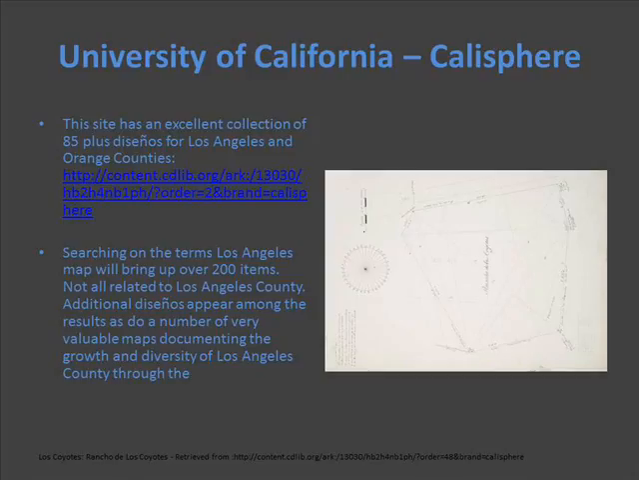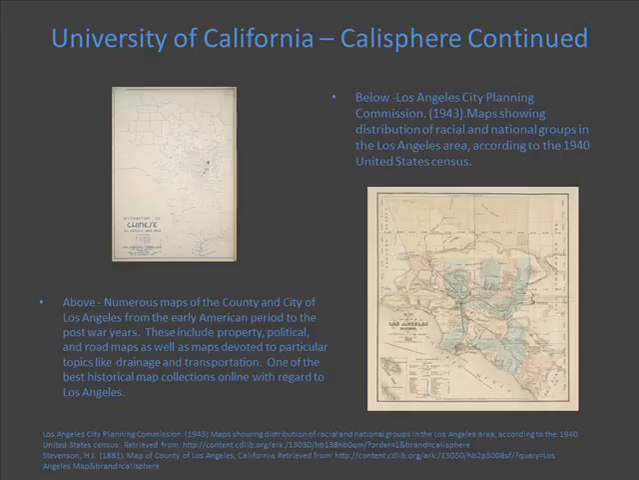This site has an excellent collection of diseños from the Mexican period covering Los Angeles and Orange County. It also has a lot of other useful maps as well. Among the interesting maps that this site has, they have a collection of maps showing the distribution of racial and national groups in the Los Angeles area based on 1940 census data.